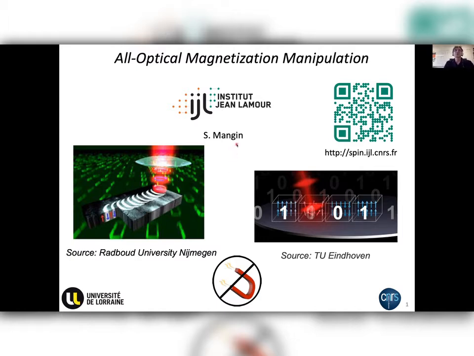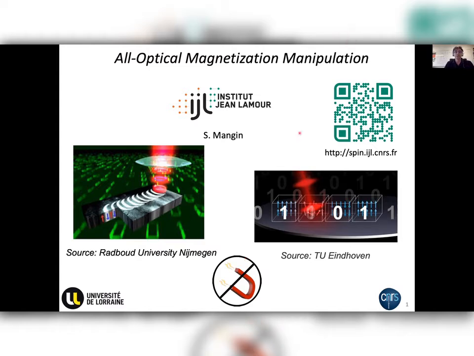So what I'm going to be talking about today is all optical magnetization manipulation. We will see how we can manipulate, meaning reverse the magnetization, using light and using light only. At no point will we use a magnetic field to reverse magnetization.